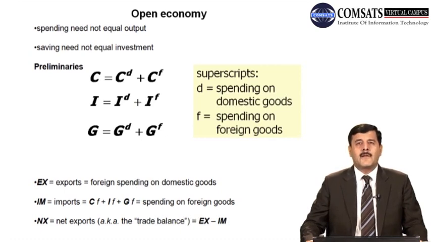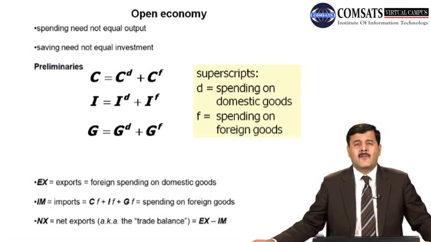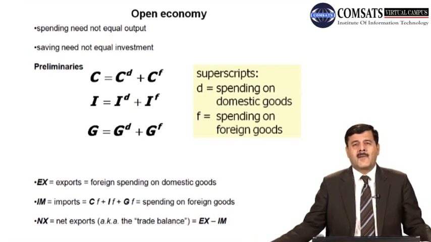Now, if we take the difference between EX, that is the exports, and M, which is the imports, that will give us the country's net exports, right? तो दोनों का जो डिफरेंस है एक्सपोर्ट और इंपोर्ट्स का, अगर आप निकाल लें तो that will give you the net exports of the economy and the country.